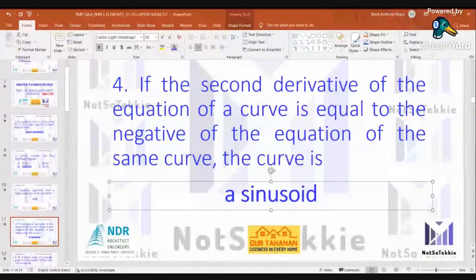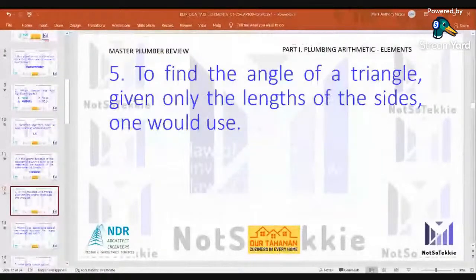Okay, question number 5. Medyo maingay. Palitan natin yung tunog. Nangyari dito.